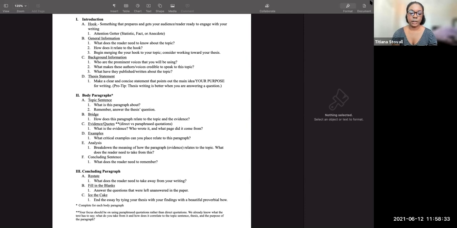For your concluding paragraph, I have a structure that I like using because it's simple. So you want to restate. So what does the reader need to take away from the writing? You need to fill in the blanks by answering the questions that were left unanswered, and then you need to ice the cake, which is in any essay, tying your thesis and your findings in a beautiful proverbial bow and ending it. Okay, so restate, fill in the blanks, ice the cake. Or restate, fill in the blanks, ice the cake. I can make a song out of anything. Don't try me. And then you also want to remember that you are completing the structure for each body paragraph.